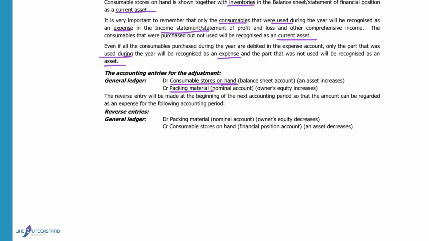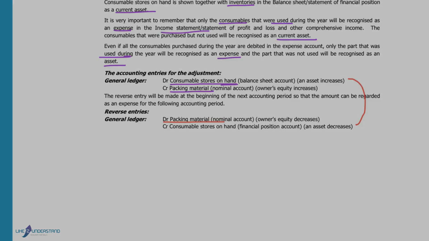On the first day of the next financial year, a reverse entry must be done. So you want to close this consumable stores account that you created, the temporary asset, because it's on the debit side. On the first day of the next financial year, you will credit it so that there's no balance in the consumable stores on hand account. And you will debit packing material, the expense account, so that you can show that part of the expenses was already paid for the following year.